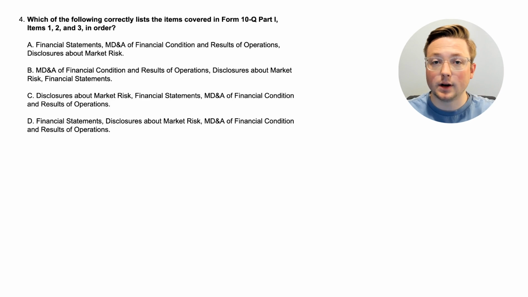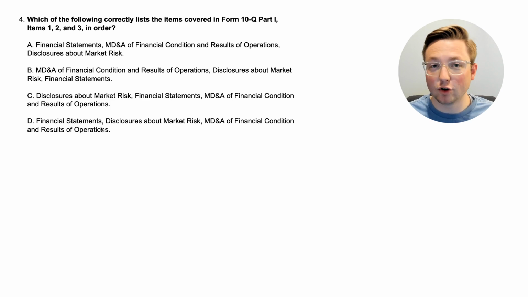So it's all listed right there. Part 1 only has 3 items that you need to know, Item 1, 2, and 3 for the 10Q. What are those items? We just went over them, but it was probably a little bit harder to pay attention because we were comparing it to the 10K. But if you were paying attention, which one of these has the correct order?